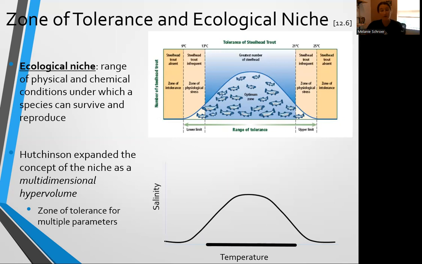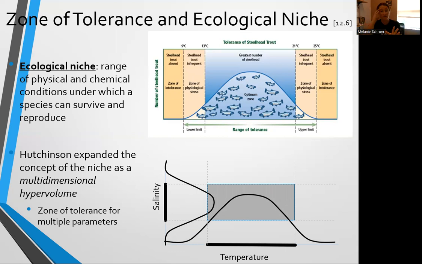We can also consider salinity, right? So now on the y-axis, we have like no salt versus lots of salt, and we can imagine that there is another curve, right, another distribution here, in which this would be the zone of tolerance according to salinity. And so if we extend up this range and extend out the salinity range, essentially we have a box in the middle here. And so this box would essentially represent the ecological niche for both temperature and salinity, right? So these are more of the conditions under which the animal can live.